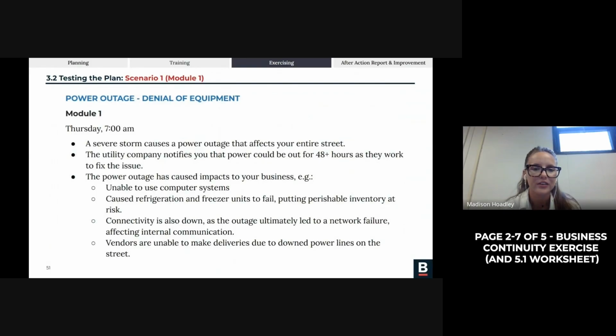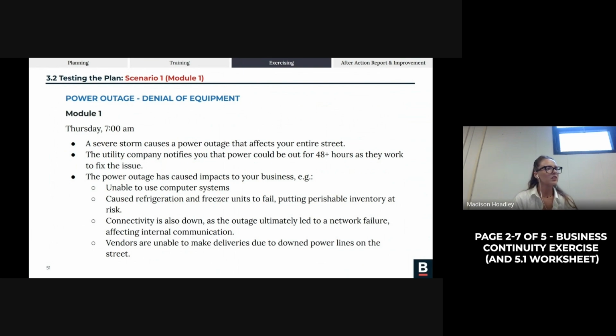So let's do this together. So remember, there are 4 types of disruption scenarios: denial of access to a facility, denials of service caused by a system failure, reduced workforce, equipment failure. So let's begin with the first scenario. So I'm going to read this to you.